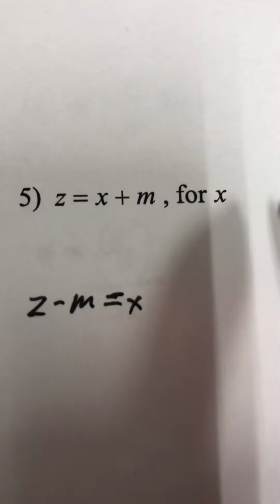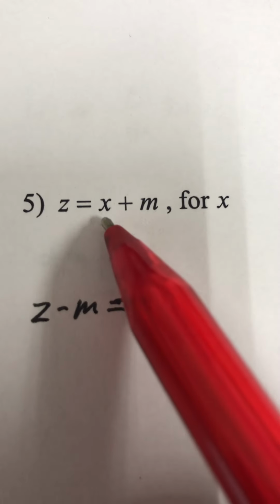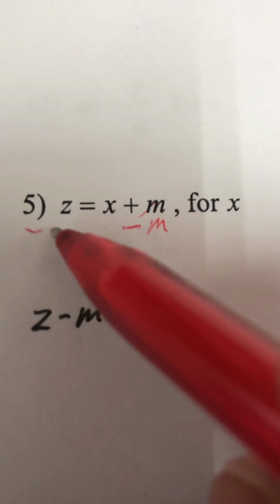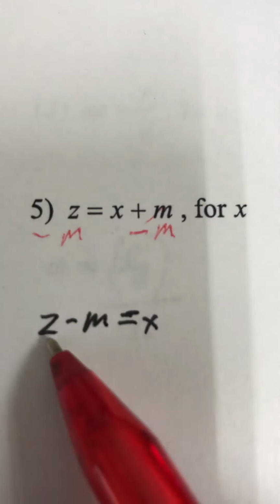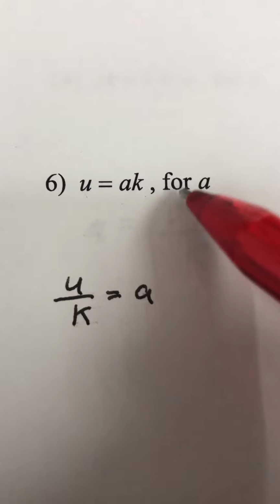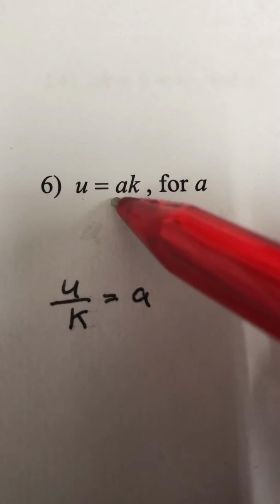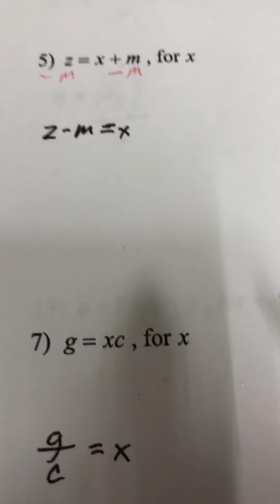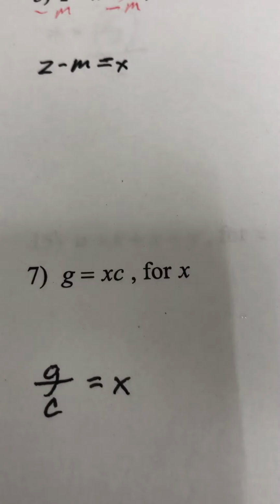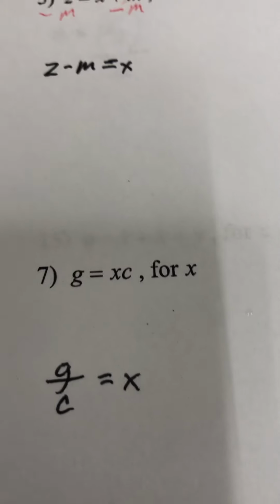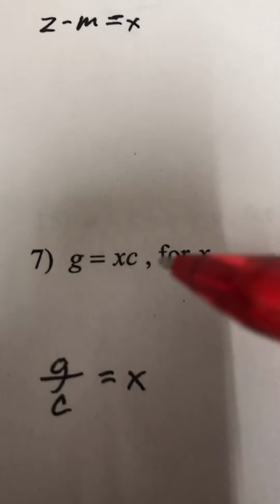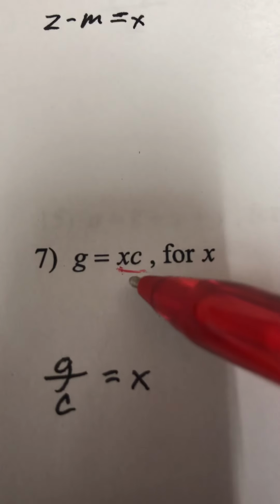For number 5, solving for x, I'm going to subtract m from both sides. So I end up with z minus m equals x. For number 6, solving for a, I'm going to divide by k, both sides. Solving for 7, you guys could slow this down. I know I'm doing a lot for you, but there's a few I want you to do on your own. I know these look weird, and I've experienced students having a lot of problems with these before.